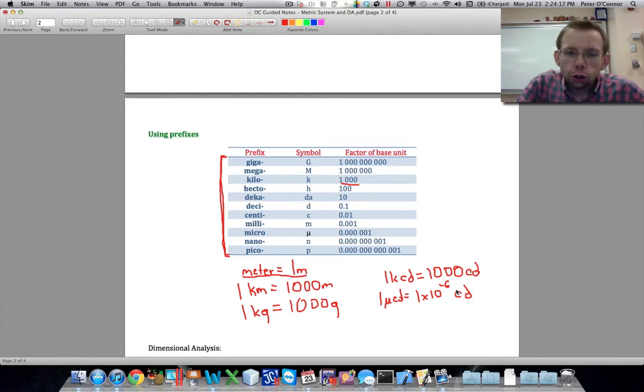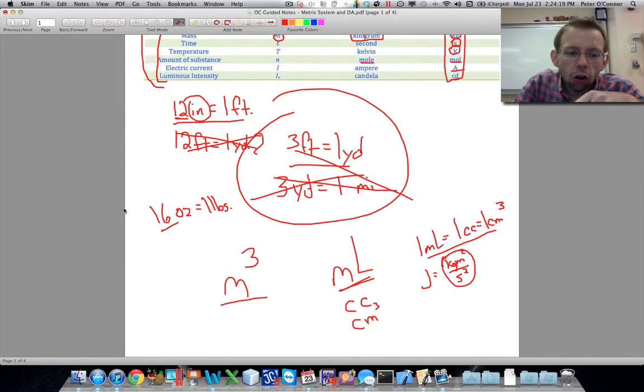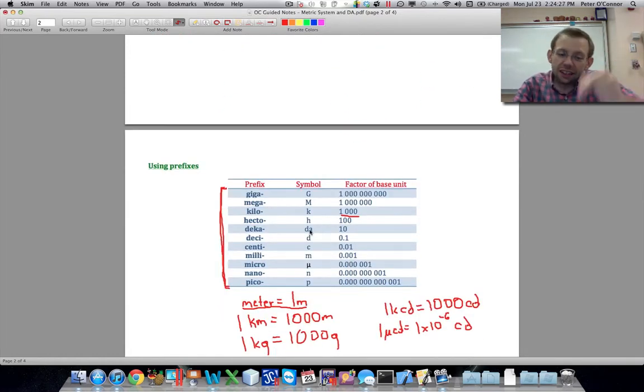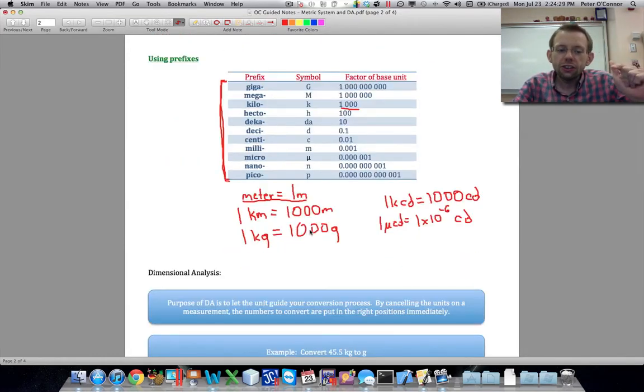No longer do you have to remember 12 and 16 and 3, 5,180. Dude, that stuff, that's old and busted. This is the new hotness. Metric system, new hotness. Okay? So that's why we use it. That is what makes it so sweet.